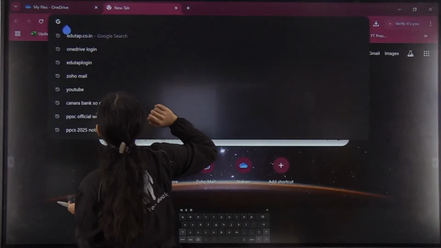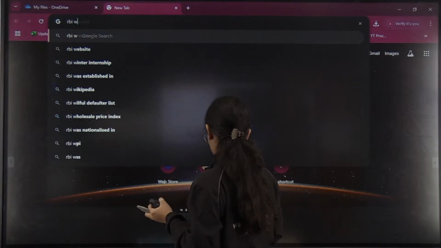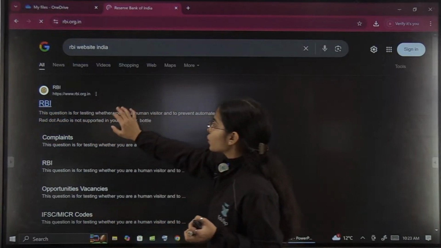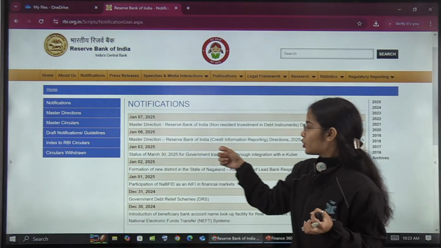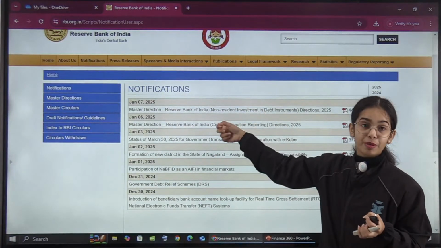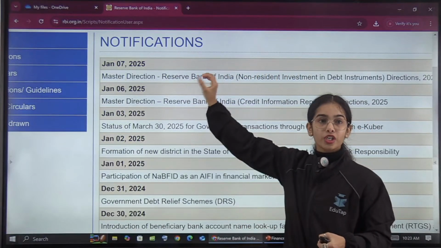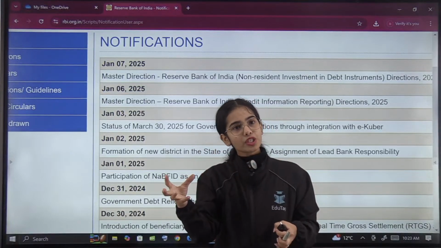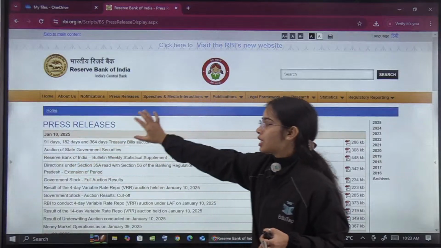If I go to the RBI website, to the notification section, directly you will be able to see the new master directions that are brought. They are directly mentioned in the notification section itself. So if a new master direction is coming or any change is coming in a master direction, that will be mentioned in the notification. That's why the notification and press releases sections are important.